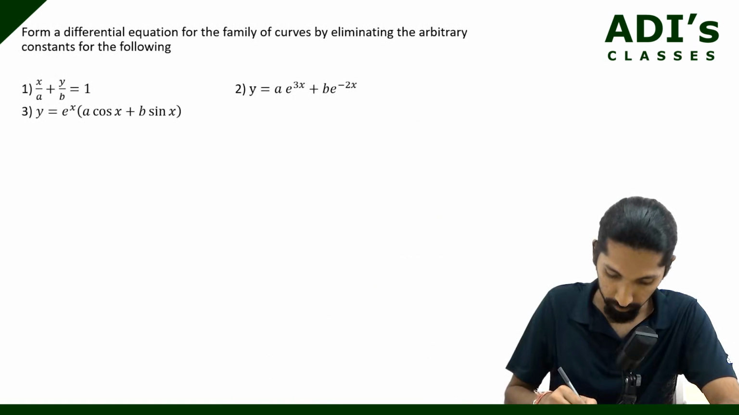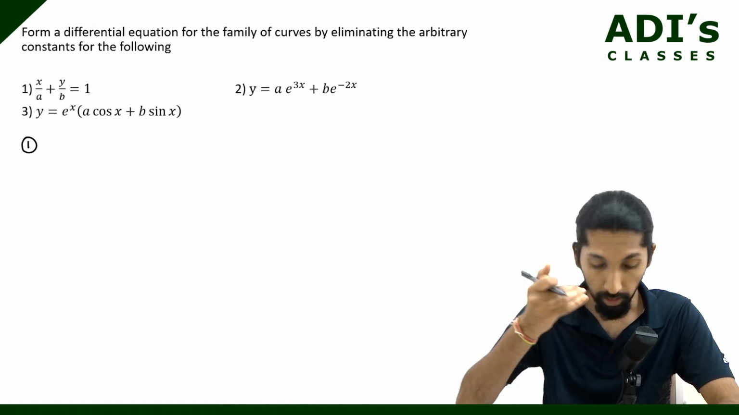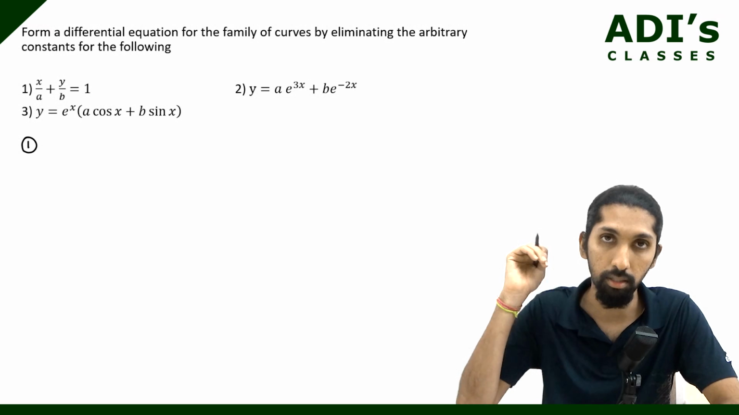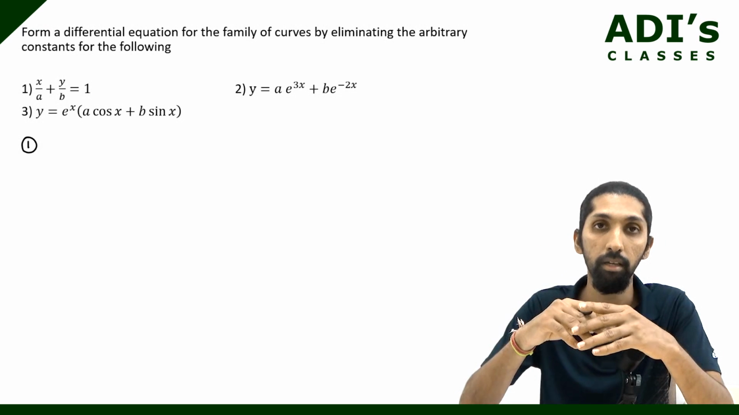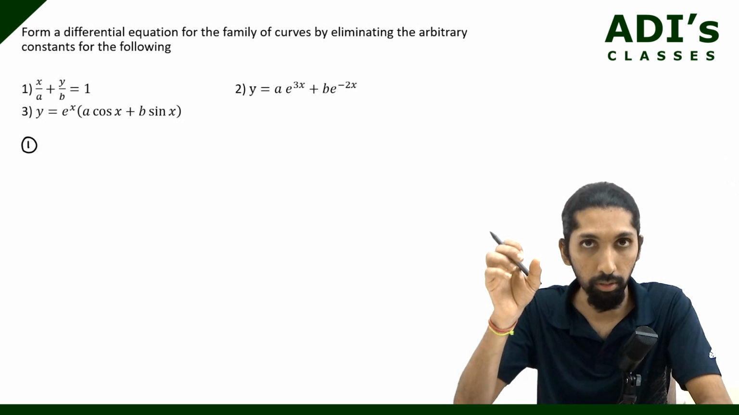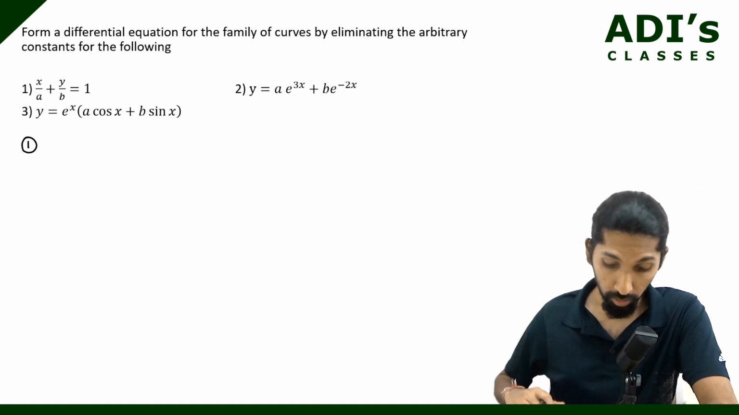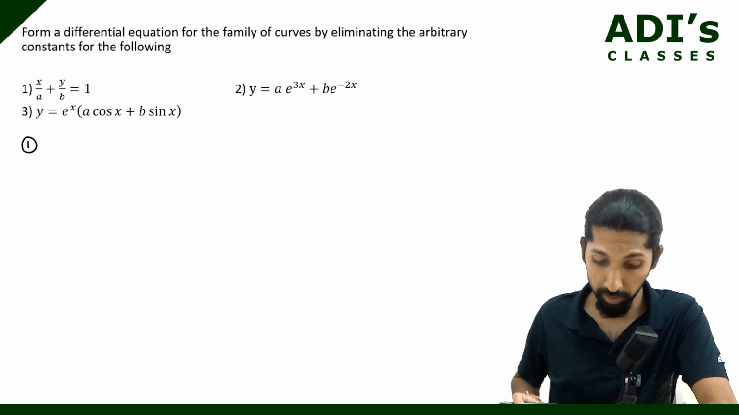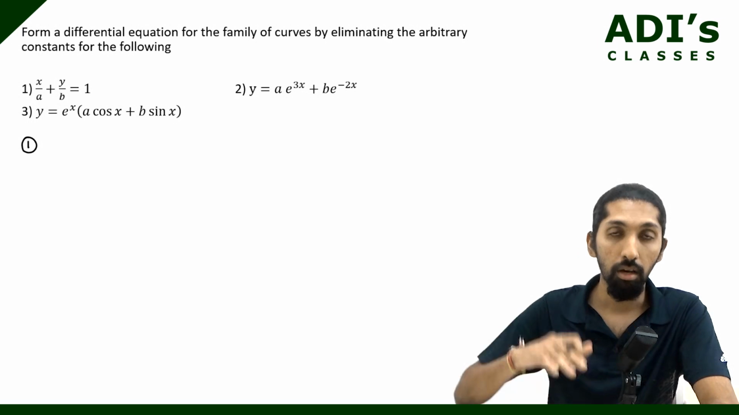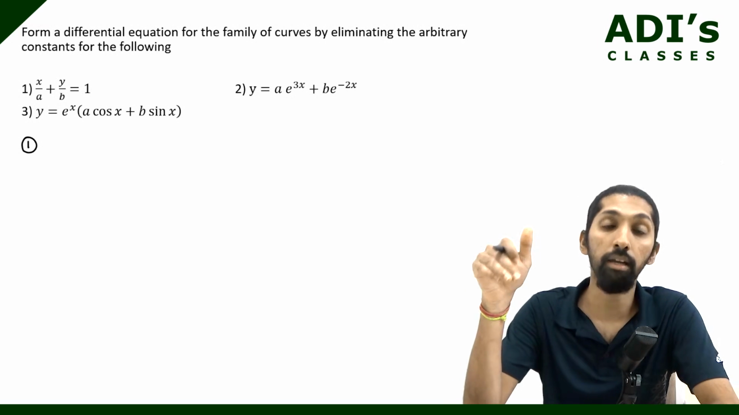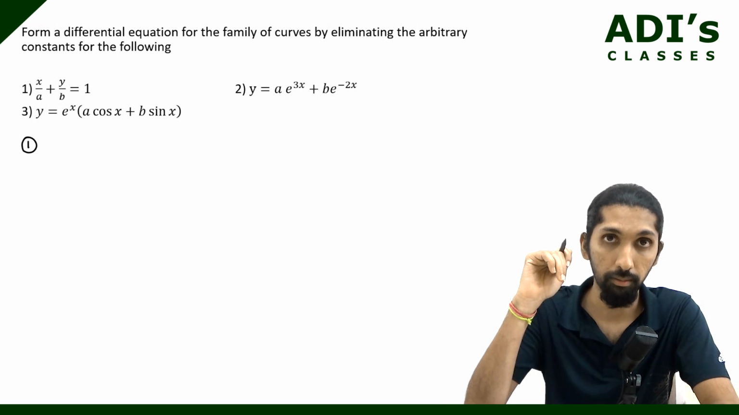Look at the first one. See here, A and B are the arbitrary constants, and you need to eliminate A and B and write the differential equation of that particular part. Now, you all know that it's a line, correct? x/A + y/B = 1 is a line which cuts the x-axis at A and y-axis at B, right?